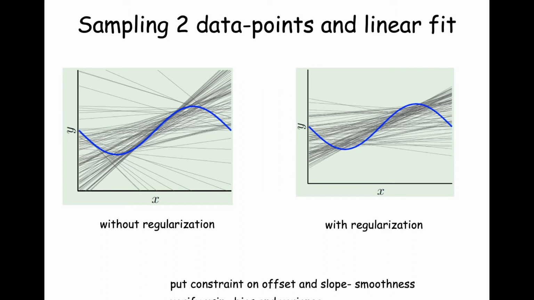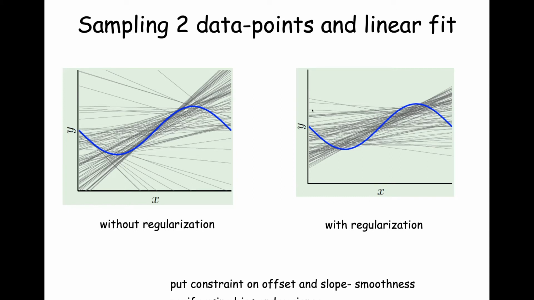You would say, okay, let me put a constraint on the slope and the y-intercept. Now, if you put a constraint on the slope and the y-intercept, your lines will not pierce the y-axis as high up or as low. And if you put a constraint on the slope, well, this is a smoothness constraint. It's not going to be sloping very high. It's going to be a flatter line, if you will.